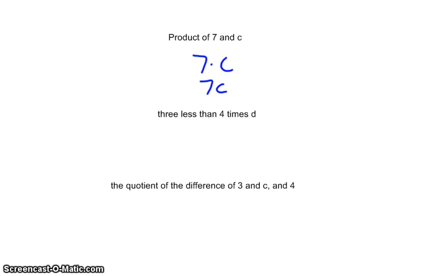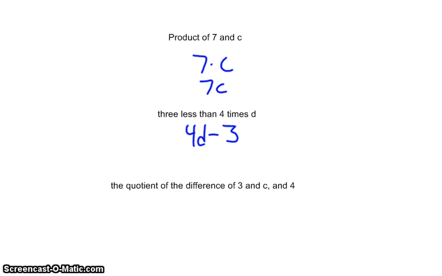Second one's just like it, 3 less than 4 times D. So I'm going to go 4D for 4 times D, and 3 less than it would be minus 3. It is not 3 minus 4D because it's 3 less than 4D. So I have to do the 4 times D first.